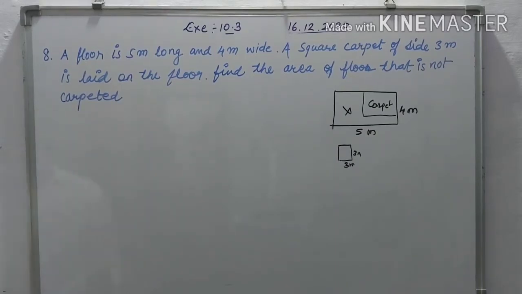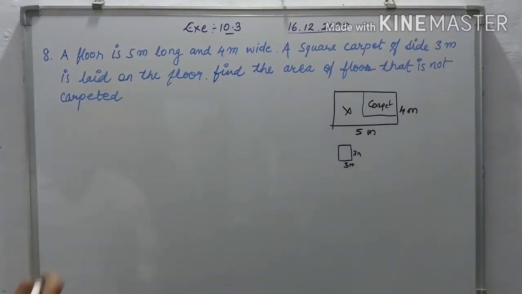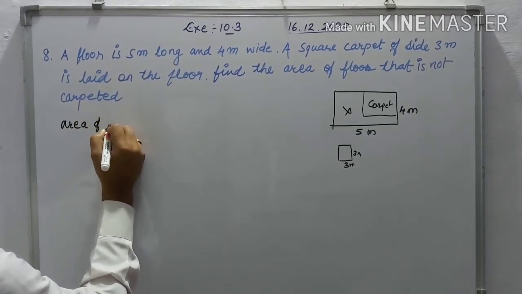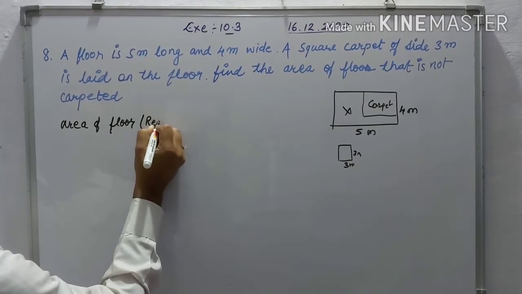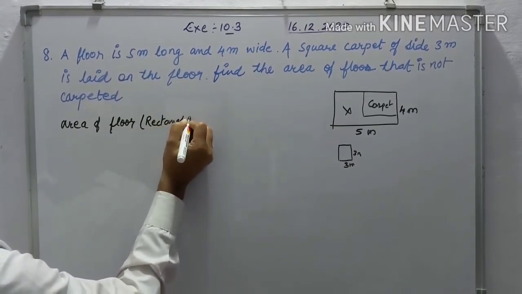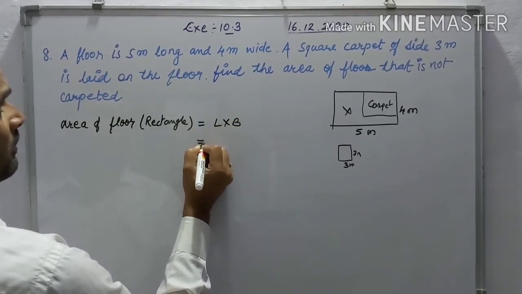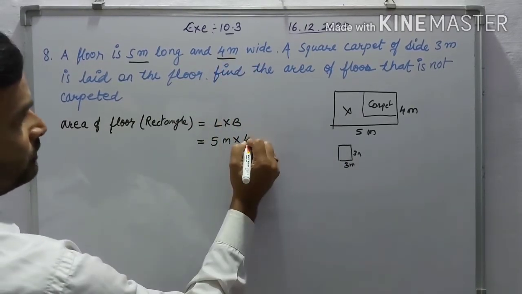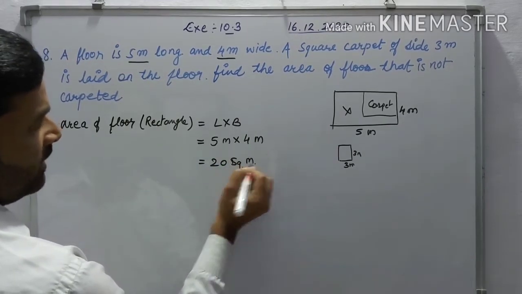Okay, so you have to find the area of the room and subtract the area of the carpet. So first you find the area of the floor. Okay, it means this is in the form of a rectangle. The area of floor is length into breadth. Length into breadth: long is 5 meter into breadth 4 meter is equal to 20 square meter.